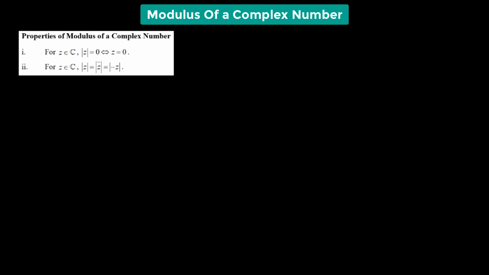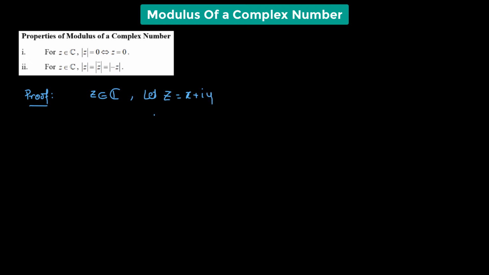The first property says that for a given complex number z, if the absolute value of the complex number is 0, that means the complex number itself must be 0, or vice versa. So let us try to understand what it means. Here it's mentioned that z is a complex number. So let us suppose that the value of z is equal to x plus iy.